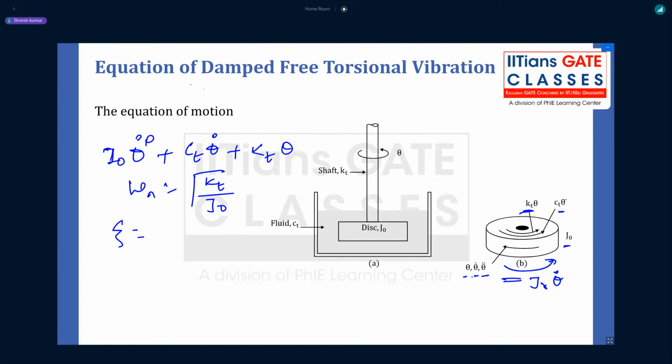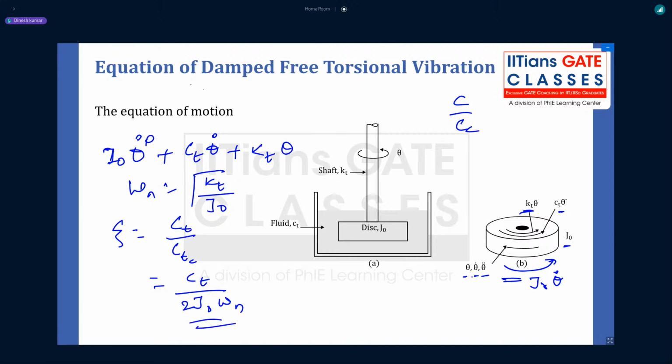What will be the zeta? Guys, usually people write C by Cc. It is not C by Cc in this case. It will be Ct upon Ct critical. So what is the Ct critical? It is Ct upon 2J naught omega n.